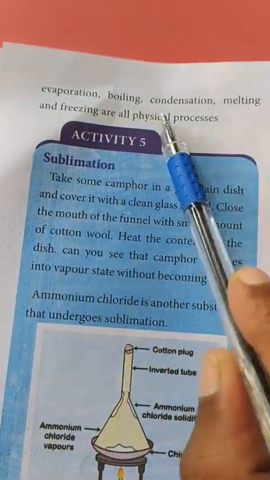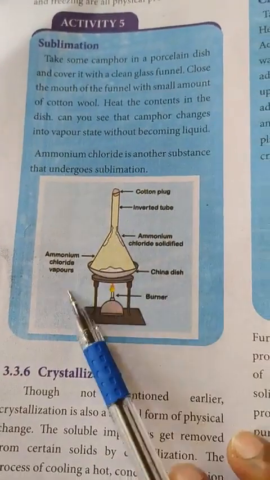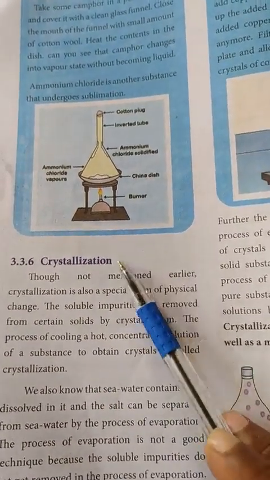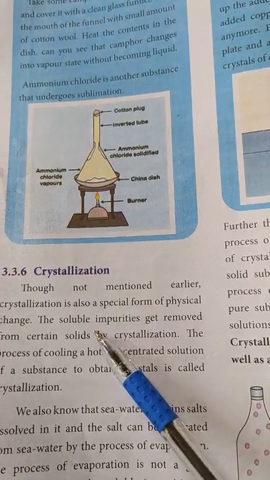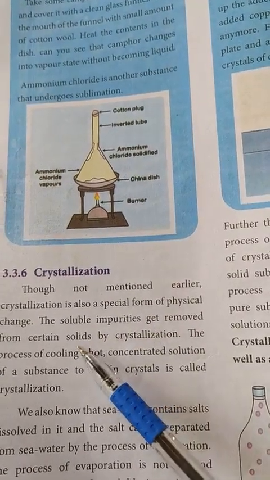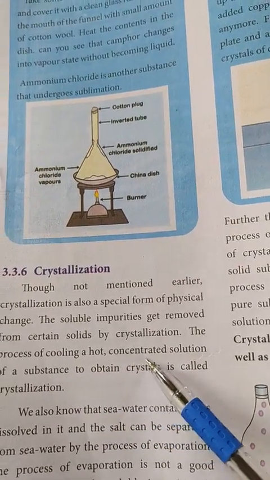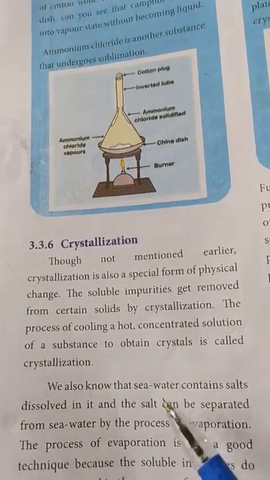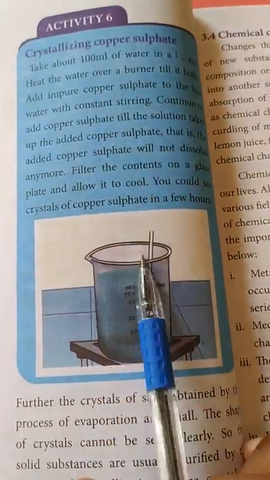Okay. So evaporation, boiling, condensation, melting and freezing are physical processes. See the process of sublimation. Understand. Next is crystallization. Though not mentioned earlier, crystallization is also a special form of physical change. The soluble impurities get removed from certain solids by crystallization. The process of cooling a hot, concentrated solution of a substance to obtain crystals is called crystallization. Understand? See, crystallization of copper sulfate.